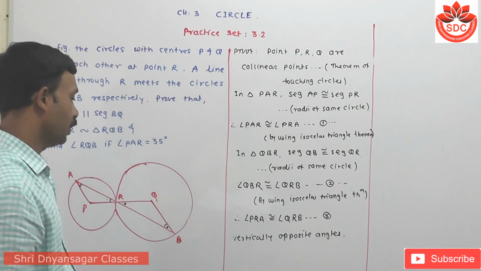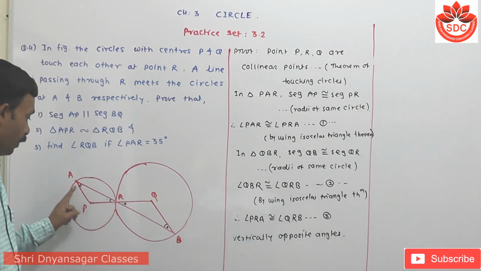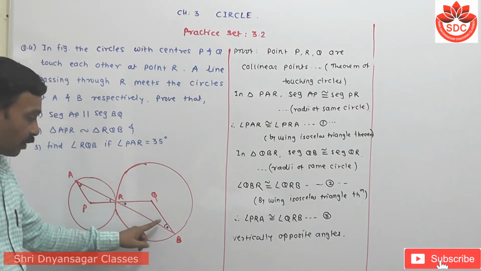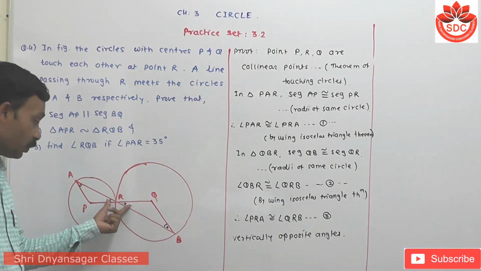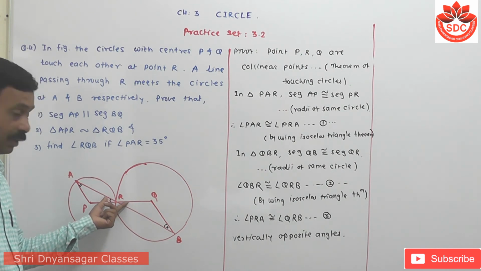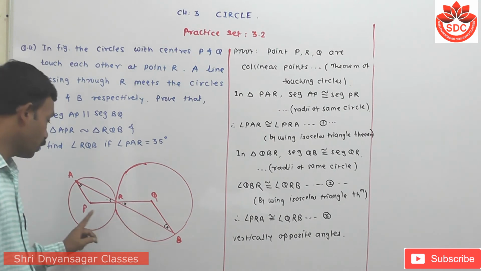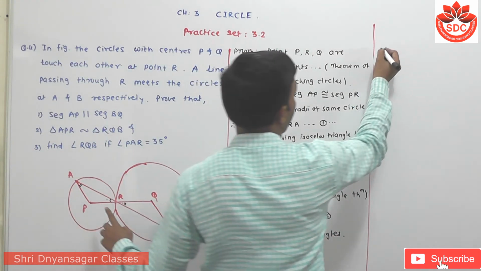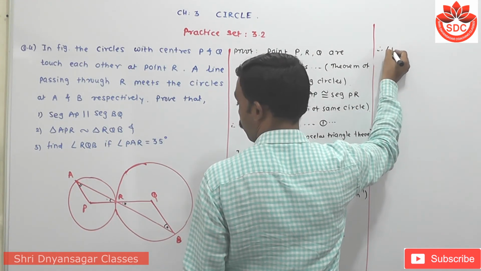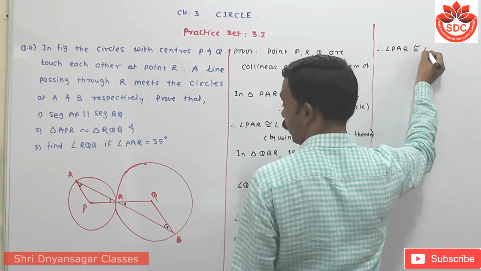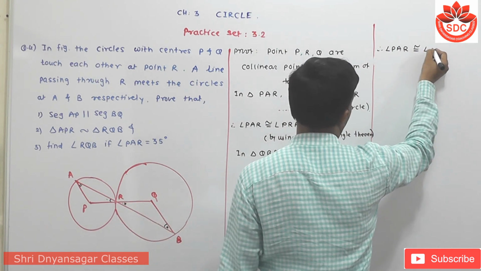Then look carefully. If this angle is congruent with this one, and this is congruent with this one, and these two are vertically opposite angles, it means that this and this angle are also congruent. So I have to write, therefore angle PAR is congruent with angle QBR.